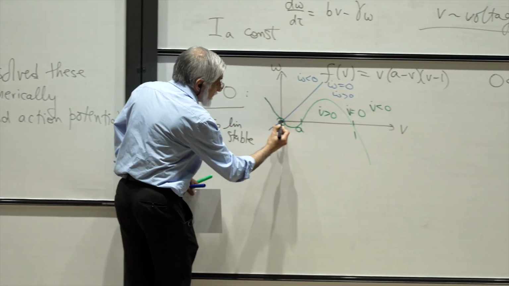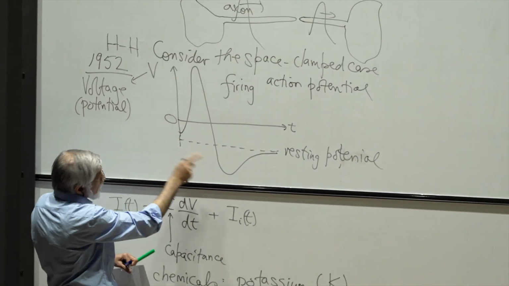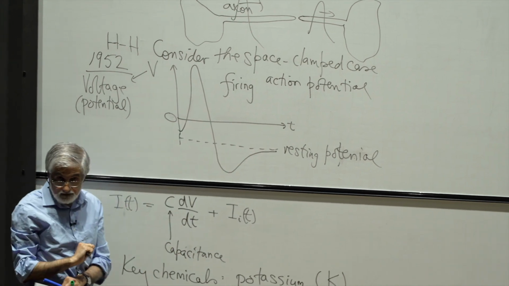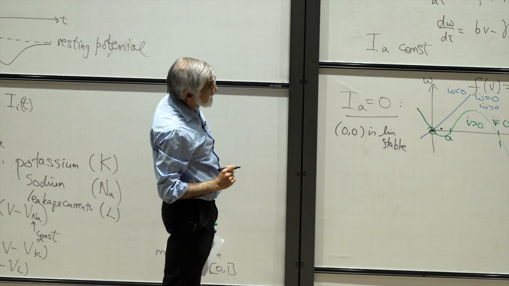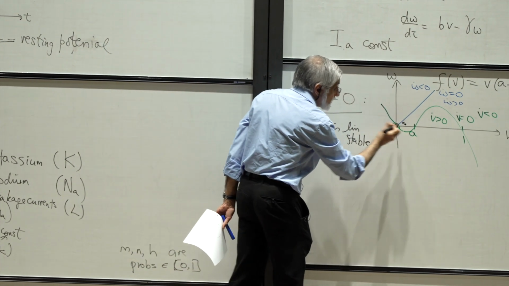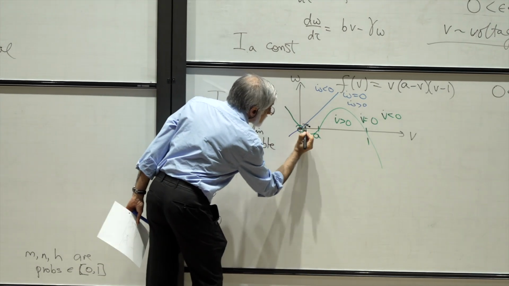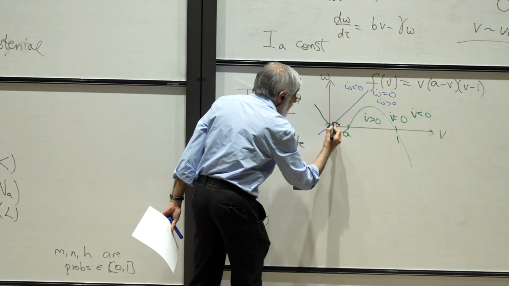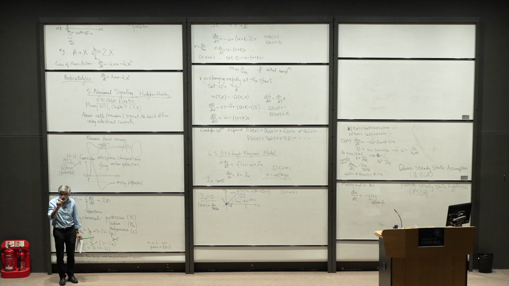So, suppose I start here. And I give a small kick. Here they've rejigged everything, translated everything, so the resting potential is now 0. So if I go to here, what's going to happen? W dot is positive, V dot is negative, so I'll go here. I have to cross the W dot equals 0 line horizontally. Now W dot is negative, and so I go down, and that's stable, so I go to there. So I did a little perturbation, and I went back to 0.